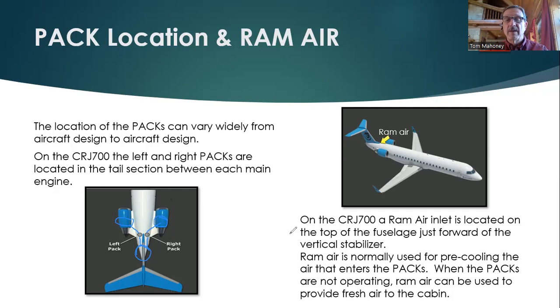Okay, on the CRJ700, a ram air inlet is located on the top of the fuselage, just forward of the vertical stabilizer. Ram air is normally used for pre-cooling the air that enters into the packs. When the packs are not operating, ram air can actually be used to help provide fresh air to the cabin. So right where that little yellow arrow is pointed, that's the inlet for the ram air. As air is passing over the aircraft while in flight, it can be pushed into the ram air inlet.